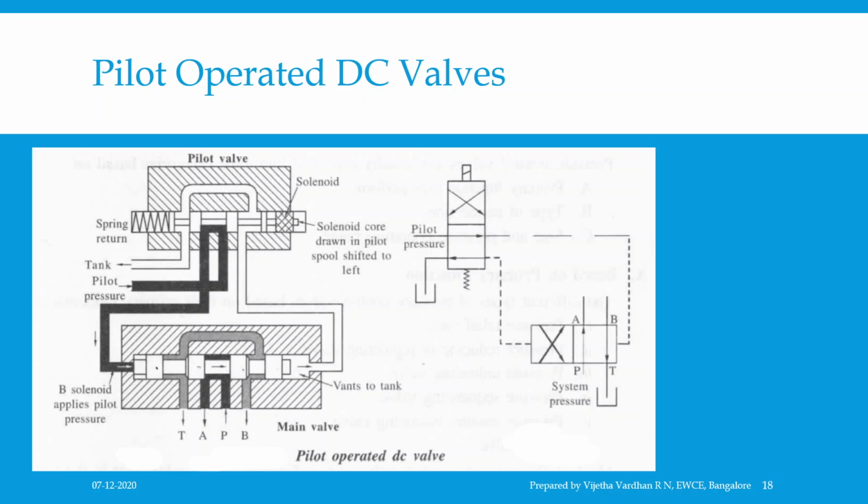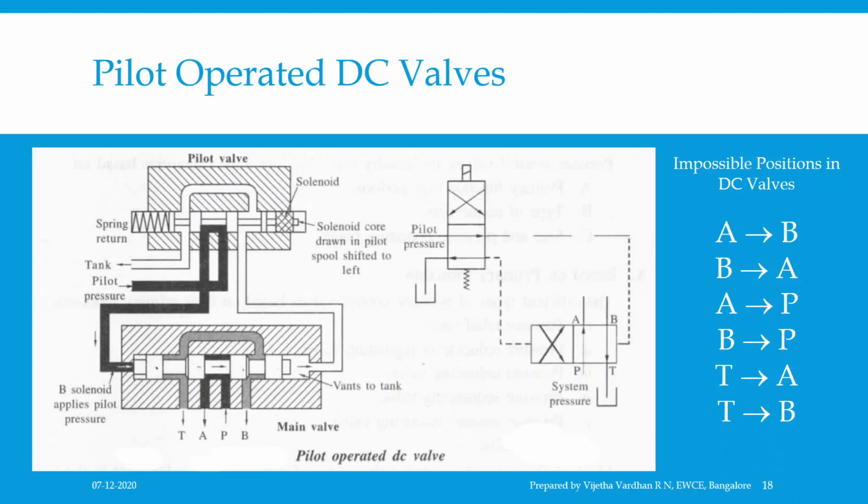The DC valve which controls the direction of flow of fluid into the main DC valve is called a pilot valve or impact valve. The same you can see in the figure. And what are the impossible positions in this DC valve? A to B is impossible, B to A is impossible, A to P, B to P, T to A as well as C to B are the impossible positions of these valves.